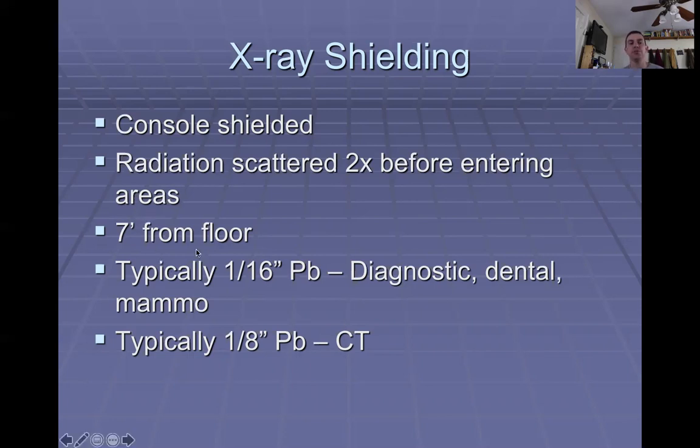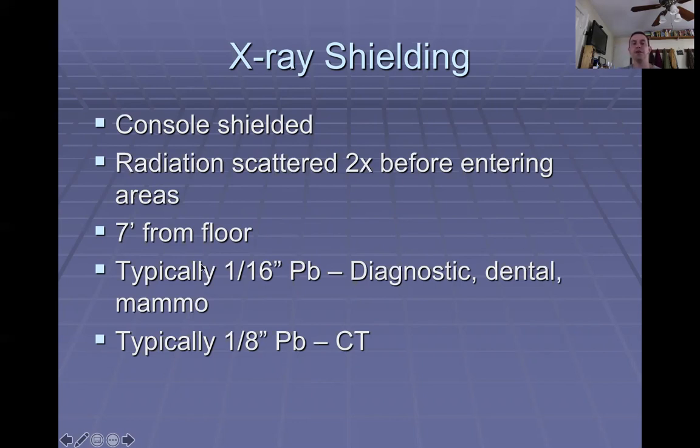You also shield typically to 7 feet from the floor. The thought being that any other direction, if it's going up or going at an angle higher, it's not going to be hitting people until much further distance. And again, when you talk about that inverse square, how radiation falls off with distance, even adding a little bit of distance can really bring those dose rates down. So typically this is just to save money, is you don't want to shield anything that you don't need to shield. So 7 feet from the floor is typical for a GenRad room.